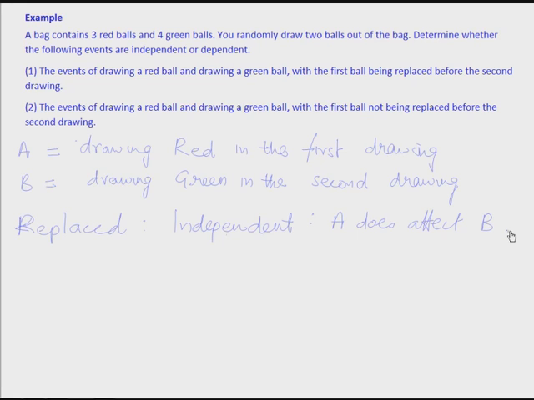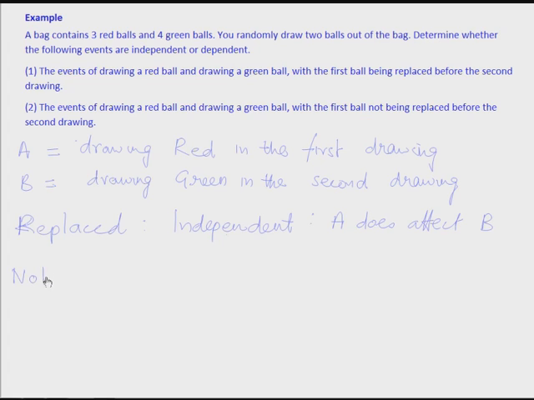We draw a ball, we do not replace it, and then we draw a second ball. The events are the same, drawing red in the first drawing and drawing green in the second drawing. In this case, do you think the chances of B are affected by what happens in the first drawing? Surely they are, because it will change the nature of the bag. If a red ball came out, then the number of green to red balls changes. If a green ball came out, then again it's different. So, depending on what came out in the first drawing, will affect the probability of the second drawing. So, in this case, the events are clearly dependent.